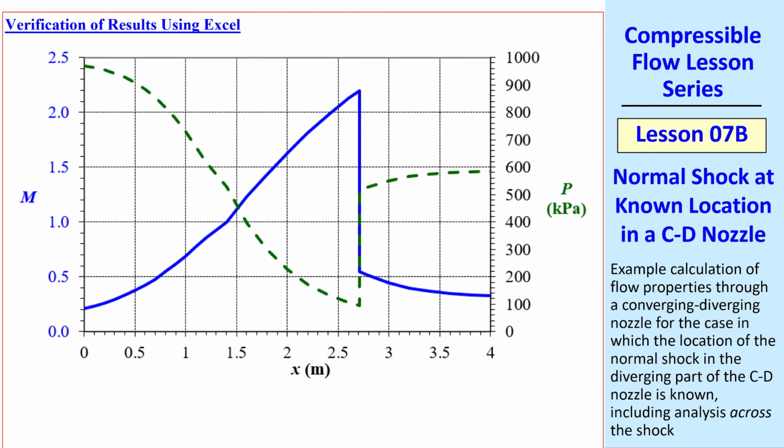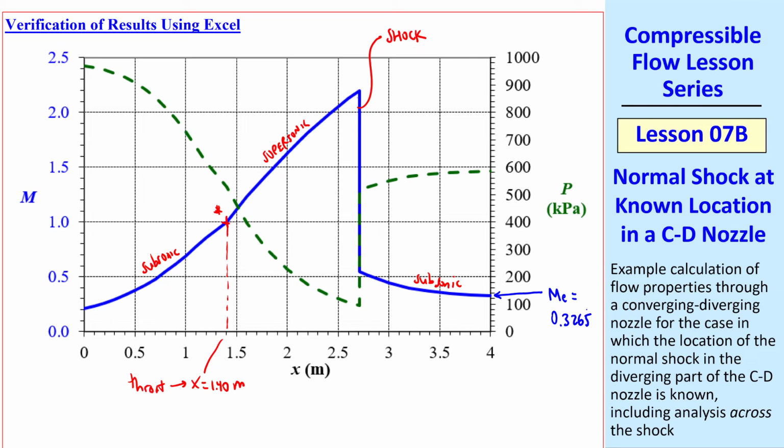Thus PE, or PD, is greater than PE. I confirmed all these results using Excel, where I plot both Mach number and pressure as functions of distance x down the duct. Mach number is 1 at the throat, so this point is the throat, which turns out to be at 1.40 meters in my nozzle. Notice that the flow is subsonic up to the throat, and then supersonic up to the shock, and then subsonic again after the shock. This Mach number at the exit plane we had calculated as 0.3265, which is here on the Mach number scale.